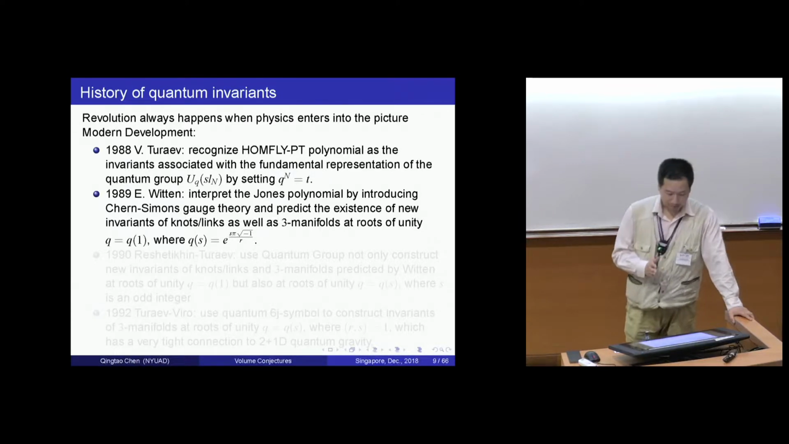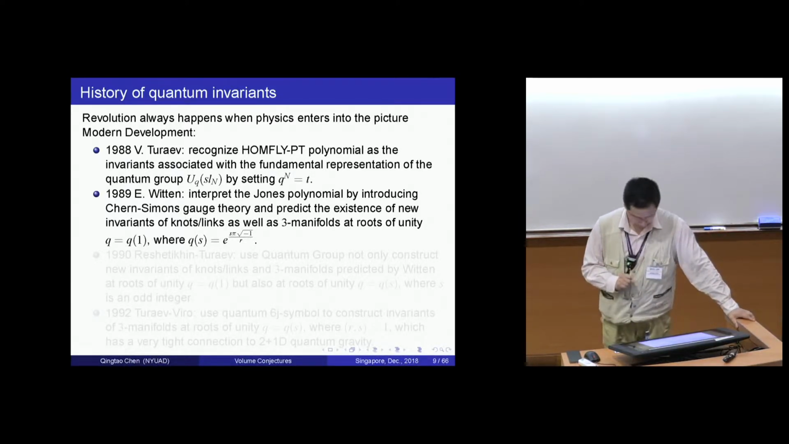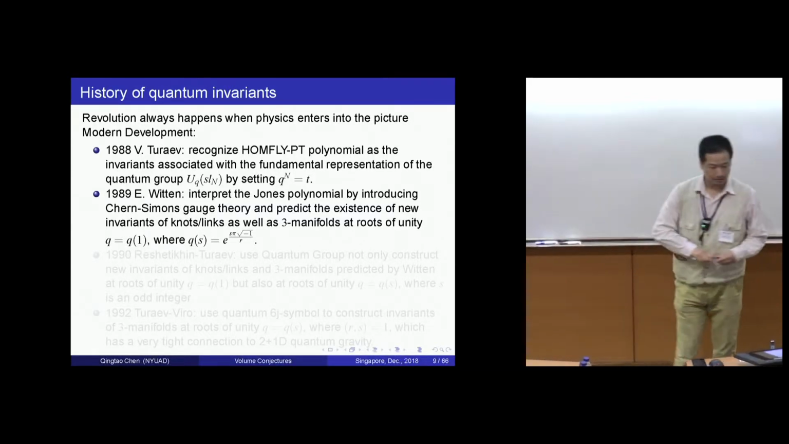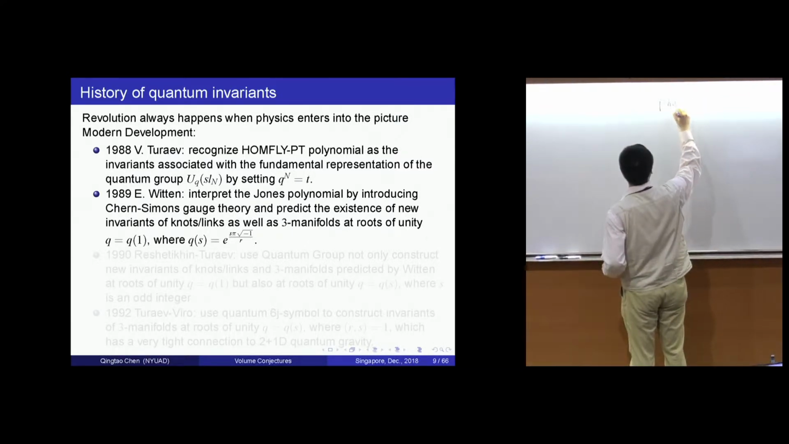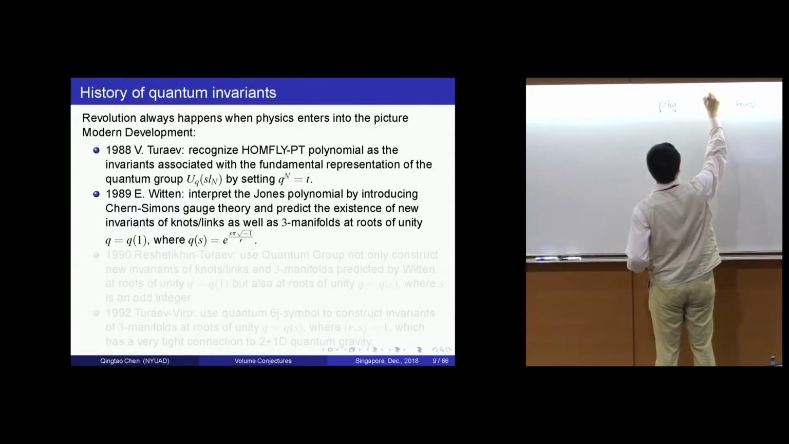I want to emphasize here that the root of unity is q equals e to the 2 pi i over k. In his original paper, this is physics notation, and this is math notation. I just want to emphasize some notation here.